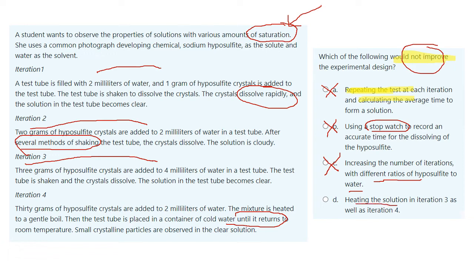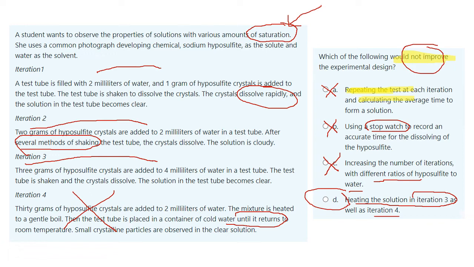D, heating the solution in iteration 3 the same as iteration 4, that would not be good. That would not be good because iteration 4 is the part of the experiment that is not useful right now. Because iteration 4 was so different to everything else, we don't want to add the extra variable. We don't want to add heat as well as different proportion of solvent and solute.